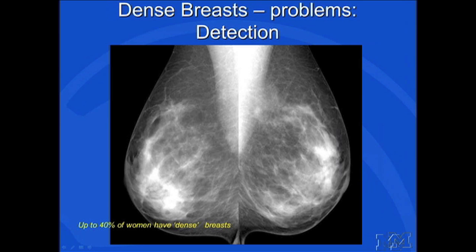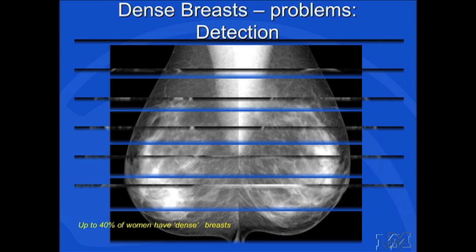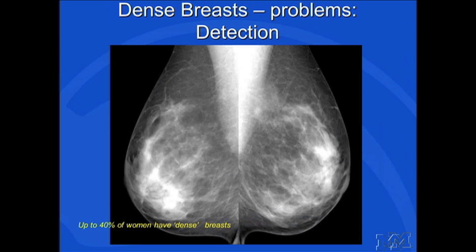This is glandular tissue. This is the tissue in your breast that makes milk that feeds babies. And some people have a lot of it, and some people don't have very much of it, but it's white. And when you have a lot of it, you have a very dense breast. So not quite half of all women have what you might call dense breasts, which makes breast cancer harder to detect.